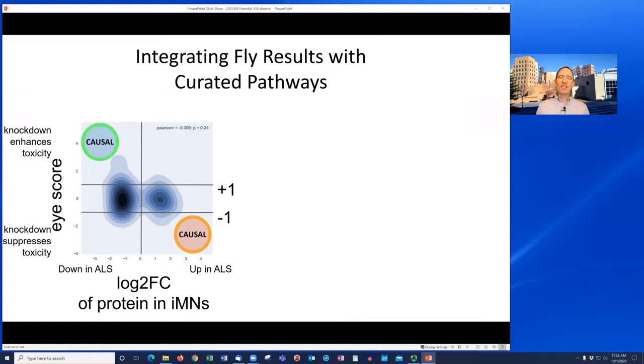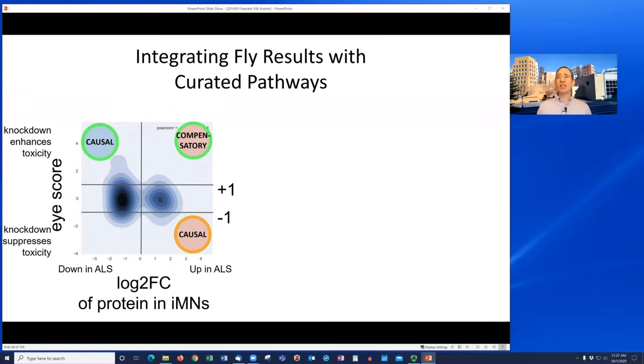I want to distinguish that from, say, an opposite case where it was up in the ALS samples in people, and knocking it down makes the fly phenotype worse. Well, what might that mean? Well, that might mean that it's a compensatory mechanism in the people, right? So it went up in the people not because it was on the pathway that was causing the disease, but because the cell was fighting off the consequences of the disease.